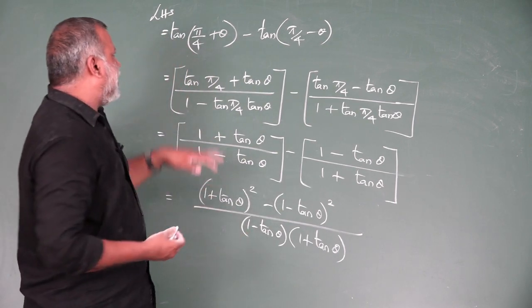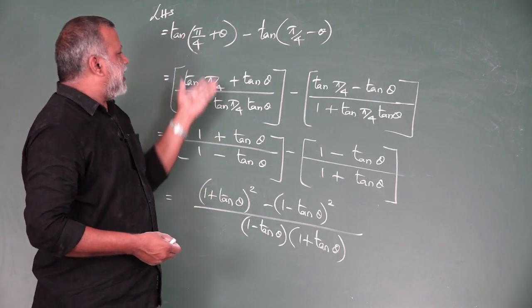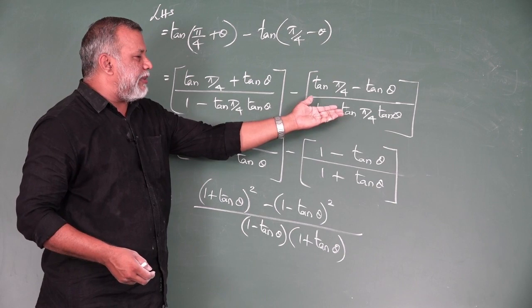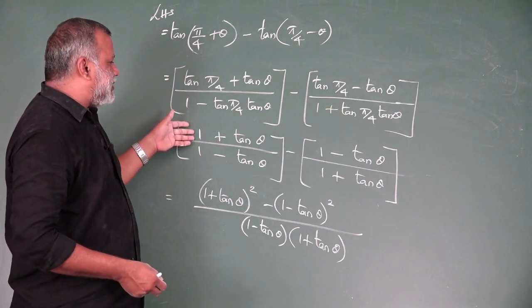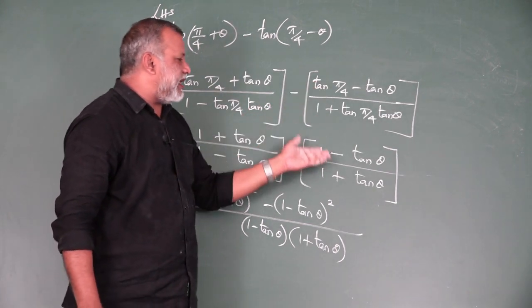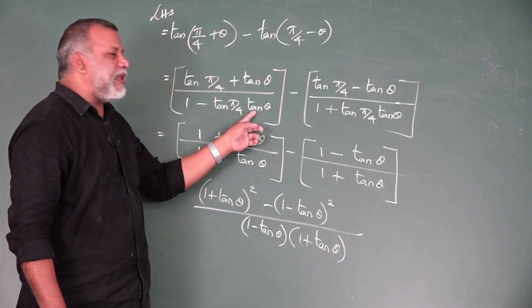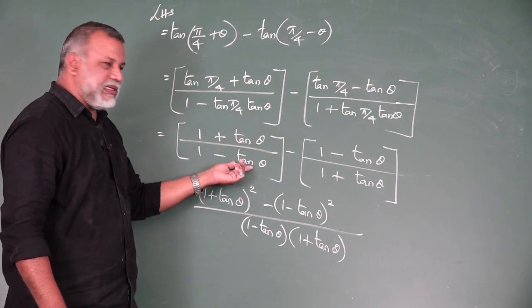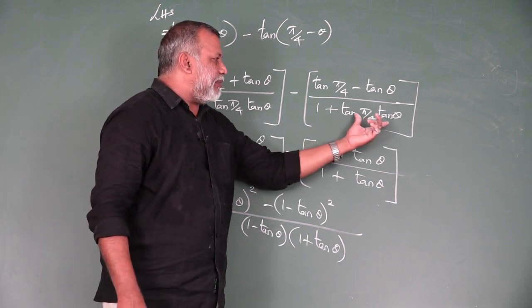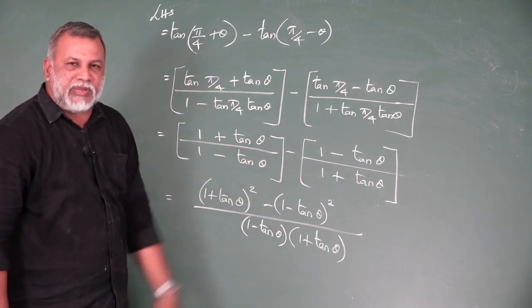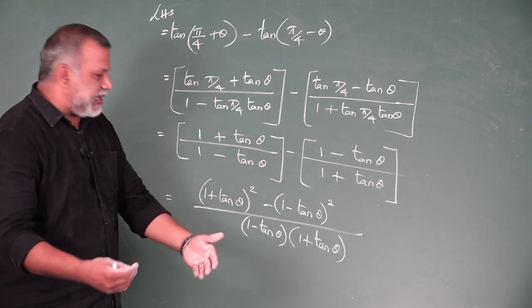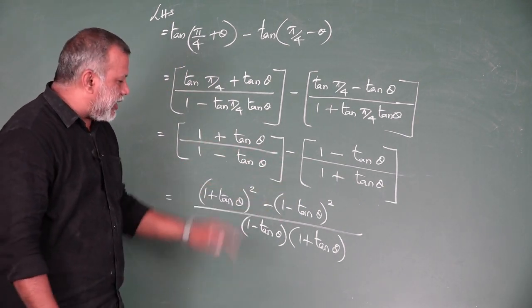Again, simply listen: take your LHS, apply tan of A plus B, here apply tan of A minus B, in between you have a negative symbol. In this, tan 45 gets the value 1, here also tan 45 gets 1, here tan 45 multiplied with tan theta, therefore we get tan theta. Here also tan theta multiplied with tan 45, we get tan theta. See, we are going to simplify this one. See the denominator, we are having different denominators. Now take the LCM.